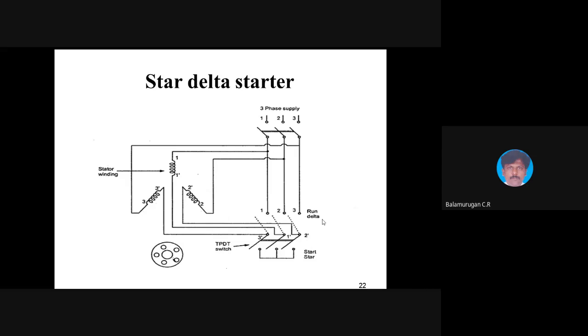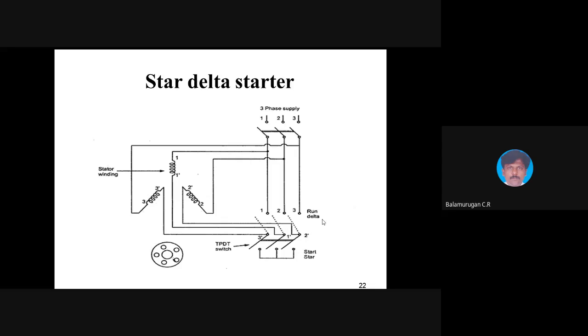So during the starting condition, we are reducing the supply voltage by root 3 times. What is the percentage, that X value? The X we marked earlier is the ratio. So what is the X value here? That is 1 by root 3. That is the ratio by which we are reducing the input voltage. And during running condition, we apply full voltage to the stator. This is the role of the star delta starter.